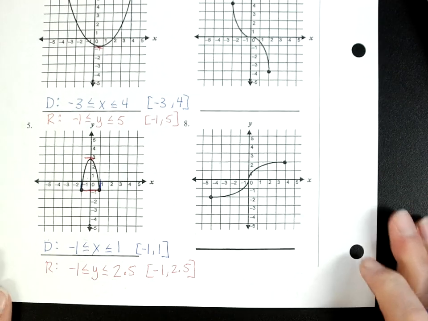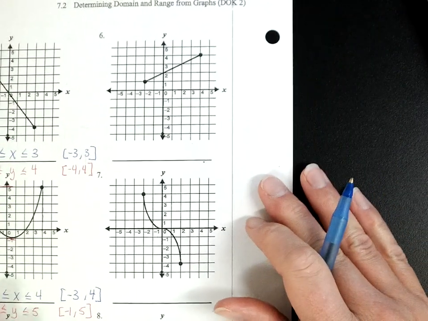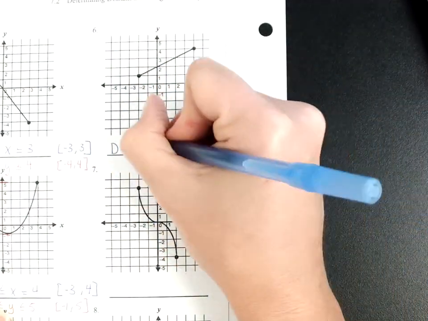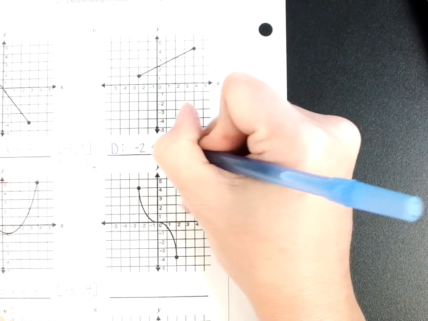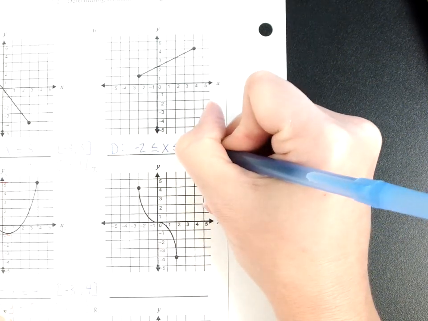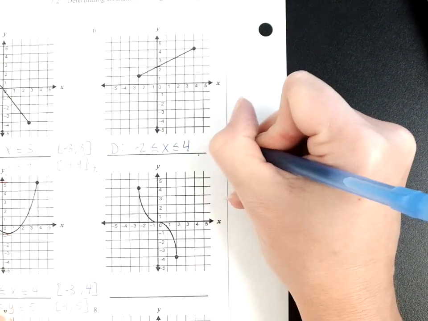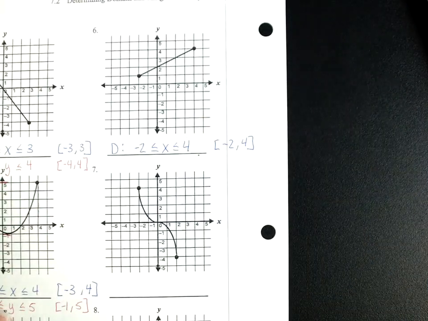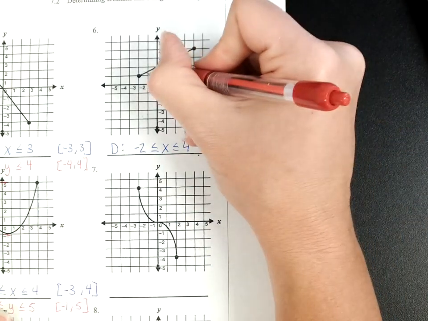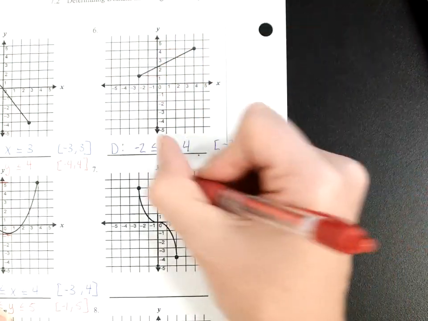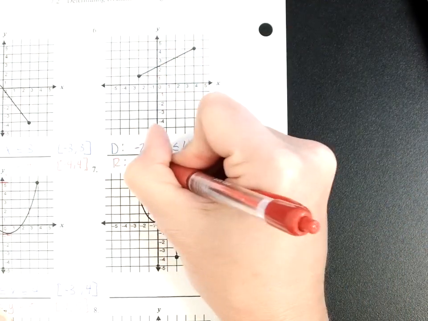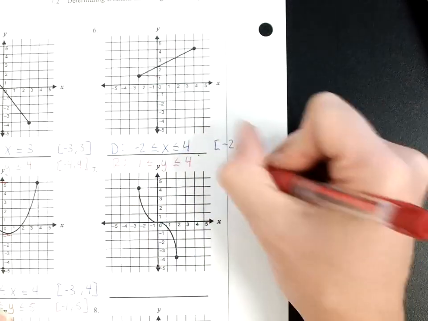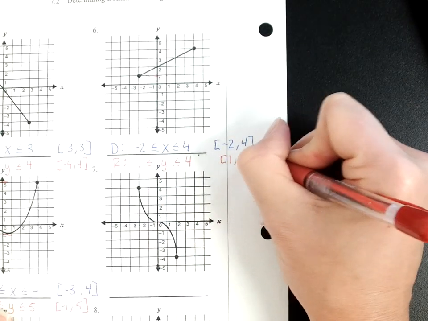Just a few more examples. Question number 6. Domain, left to right. An interval looks like this. Range, bottom to top. Interval would look like this.